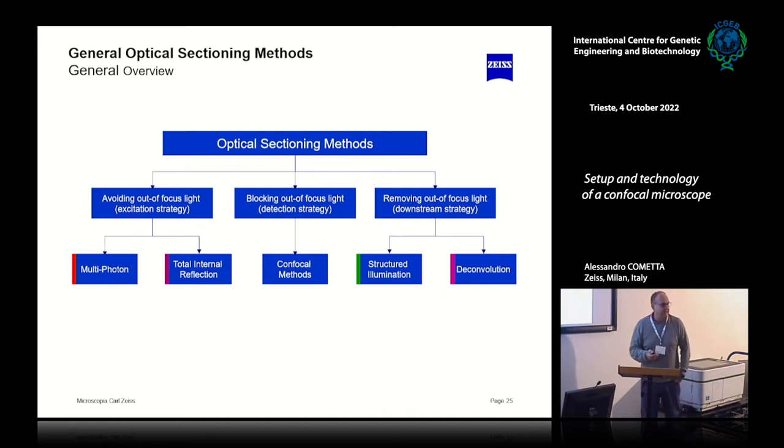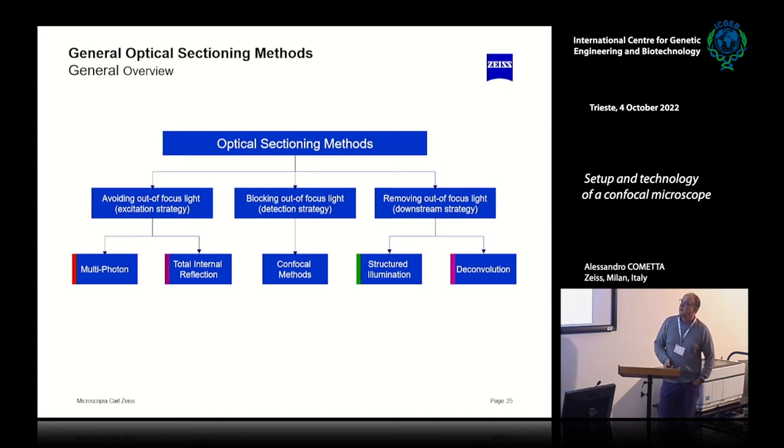If I analyze the different systems to work in optical sectioning, I can select three different main techniques. The first is removing out-of-focus light. So I acquire everything, and then mathematically I remove the unwanted light. This is deconvolution, this is structured illumination, and so on. In the confocal, I will try to block the light that is not coming from my focal plane. And usually I will do it in a physical way. So I just put a physical filter that blocks the light.